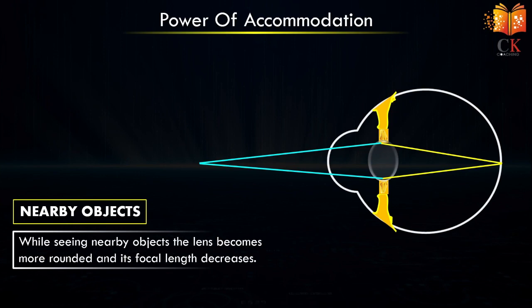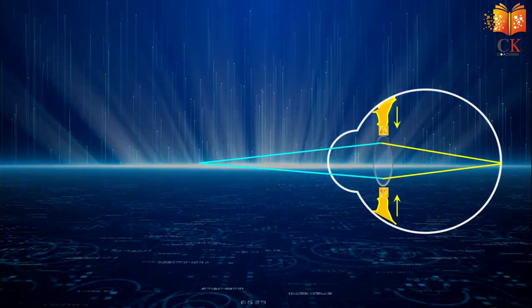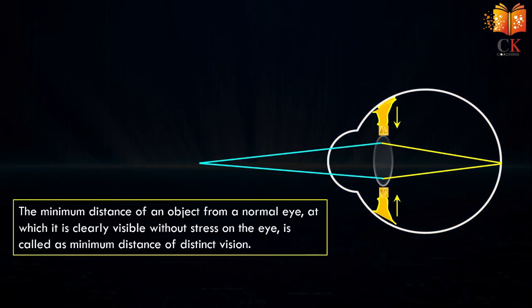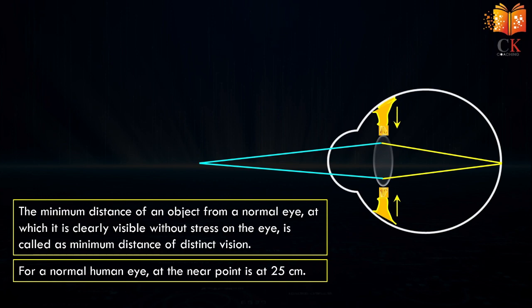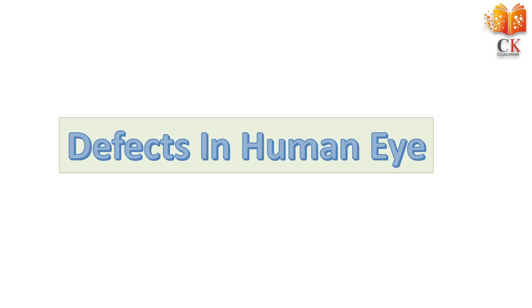Now this ability is known as the power of accommodation, and also keep in mind that the minimum distance of an object for a normal eye at which we can see it clearly without any stress on the eye is called the minimum distance of distinct vision, or the least distance of distinct vision. For a normal human eye, the near point or the least distance of distinct vision is 25 centimeter. Just keep in mind that these are the data which are theoretically asked repeatedly in the CBSE examination.